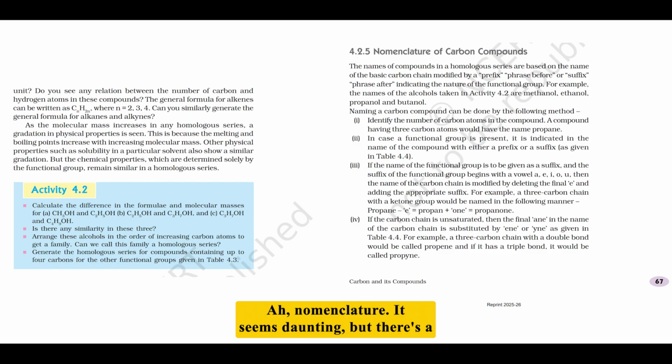It seems daunting, but there's a very logical system, the IUPAC system, that allows us to give a unique name to almost any compound. Let's break down the steps. Please do, step by step. Step 1. Find the longest continuous carbon chain. This gives you the parent or root name.